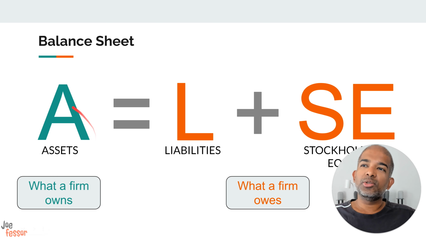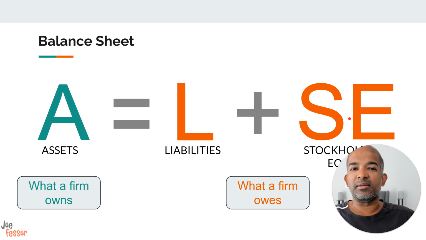Assets are all the resources a firm owns, like cash, inventory, machines, all these can be classified as assets. On the other side of the equation, liabilities and stockholders' equity are everything a firm owes to its creditors or its owners, right? Under liabilities, you find everything the firm owes to its creditors or suppliers, for example. Under stockholders' equity, you find everything that a firm owes its owners, right? Or stockholders if you're talking about a big public company, right?